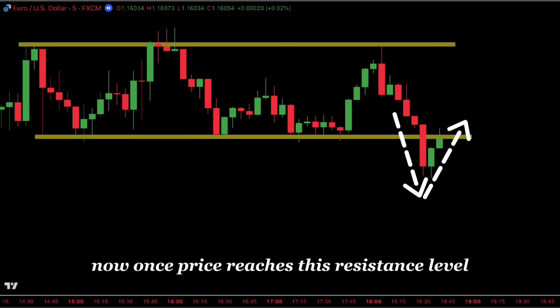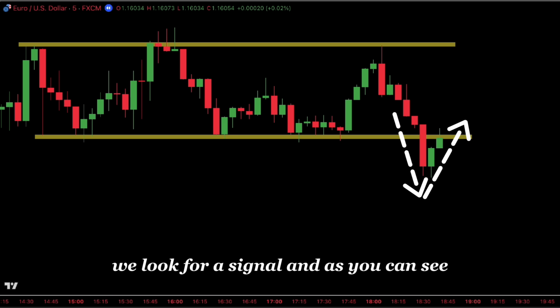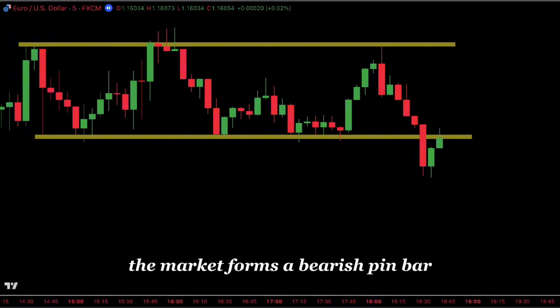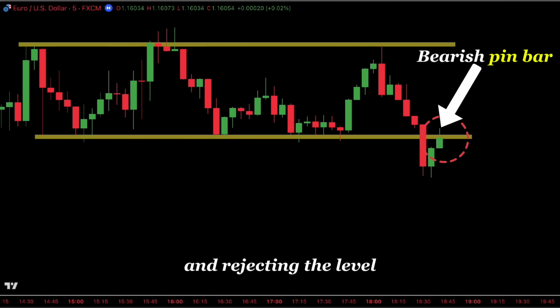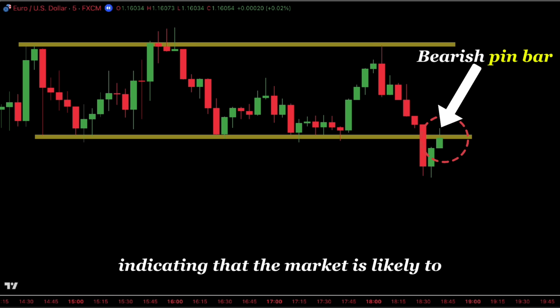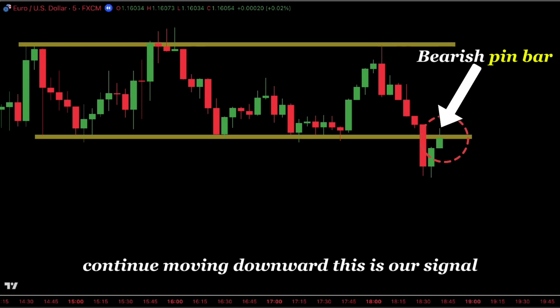Now, once price reaches this resistance level, we look for a signal. And as you can see, the market forms a bearish pin bar. This shows that sellers are stepping in and rejecting the level, indicating that the market is likely to continue moving downward. This is our signal.